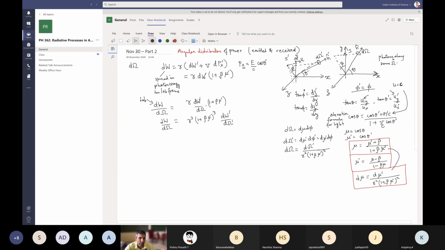So this is how the spread in energy per unit solid angle transforms. The previous slide was about transformation of total power. Now we are looking at the power along a given direction. How does that transform? Clearly this is not a Lorentz invariant because there are these factors floating around.